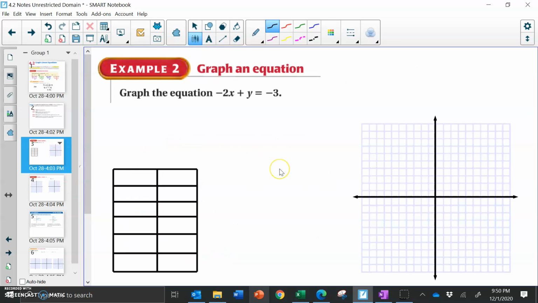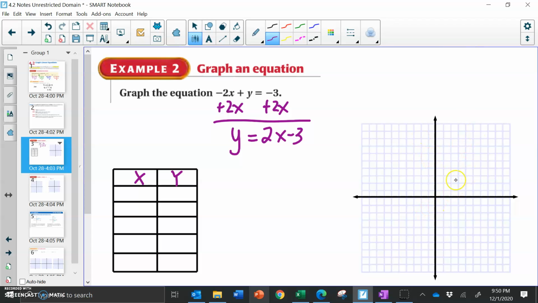So here's example 2. Graph the equation, negative 2x plus y is equal to negative 3. First thing I need to do is rearrange this equation so that it says y equals. That will make it a lot easier to fill the table in. So I add 2x to both sides. And then I choose my x values.